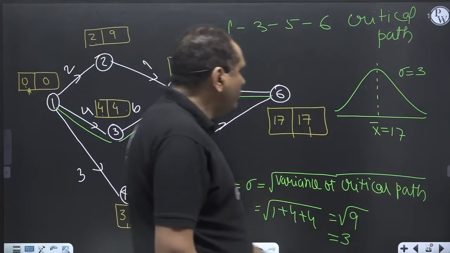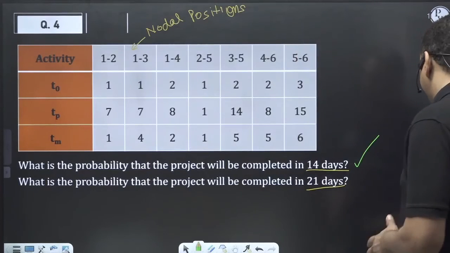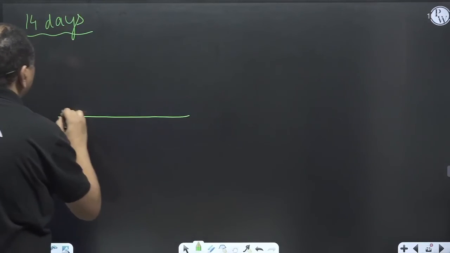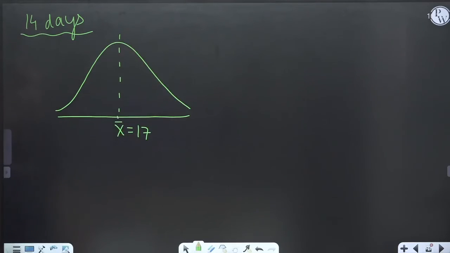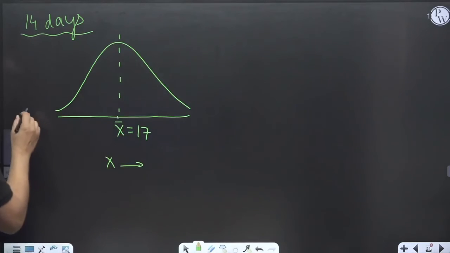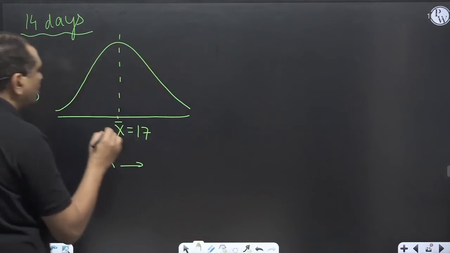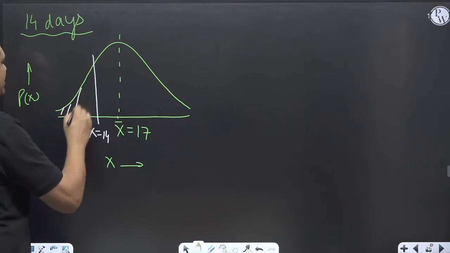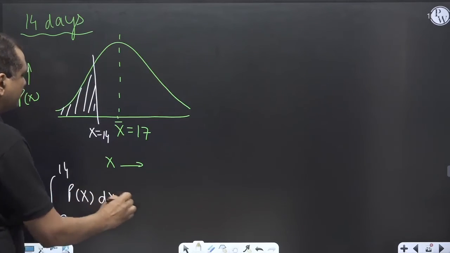Okay. So now what is the first question? What is the probability that the project will be completed in 14 days? X bar is nothing but 17. X is going on this side, probability of X is on the y axis. X equals 14 is here. So technically I need this area from minus infinity to 14 of p(x) dx. I want this answer.